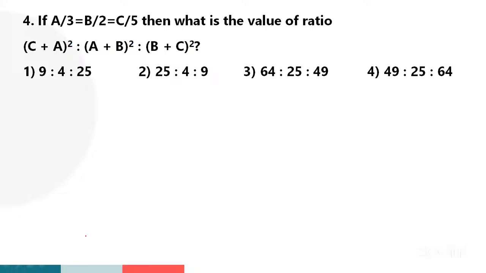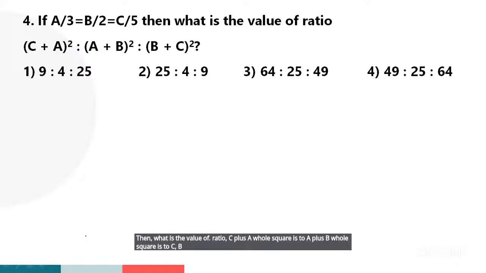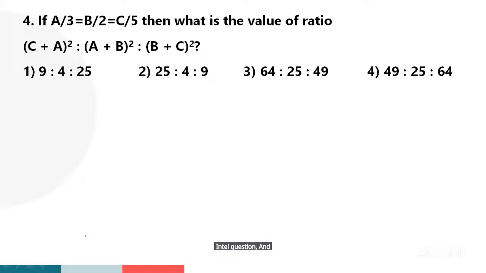If a by 3 is equal to b by 2 is equal to c by 5, then what is the value of the ratio c plus a whole square is to a plus b whole square is to b plus c whole square? Simple question. What is the answer?